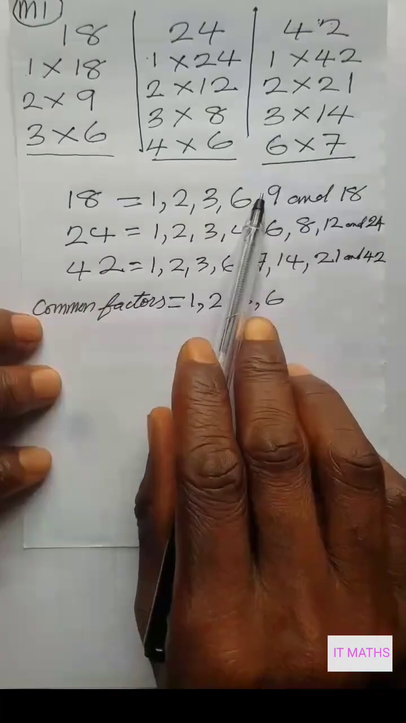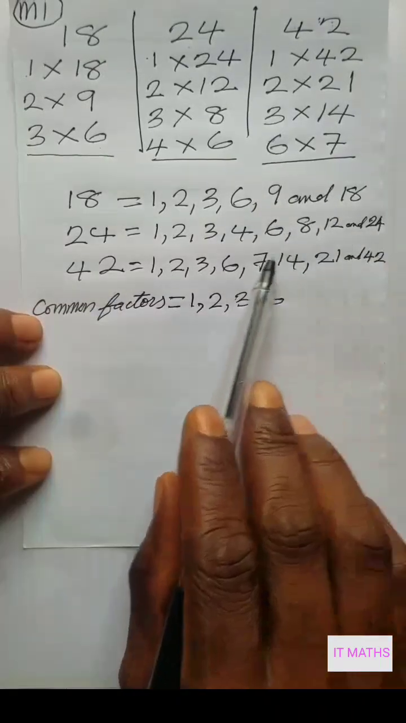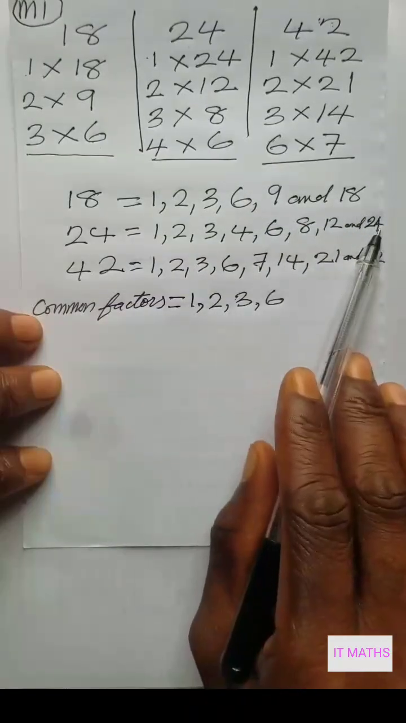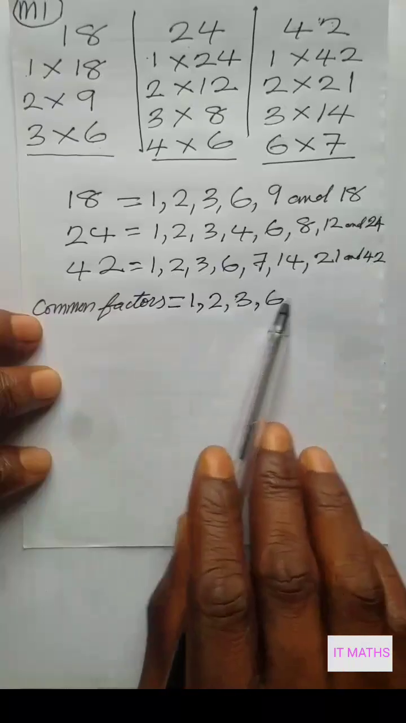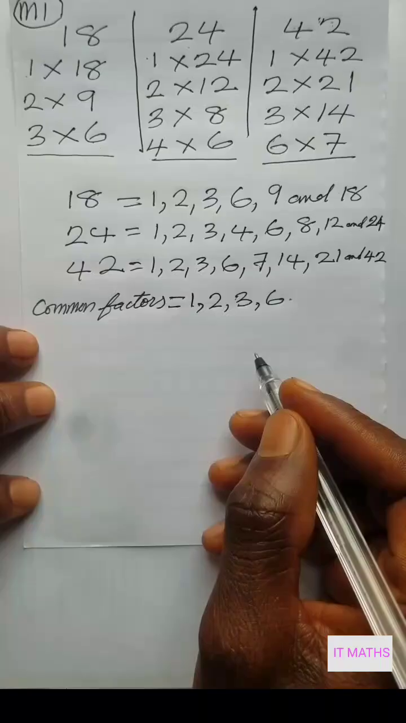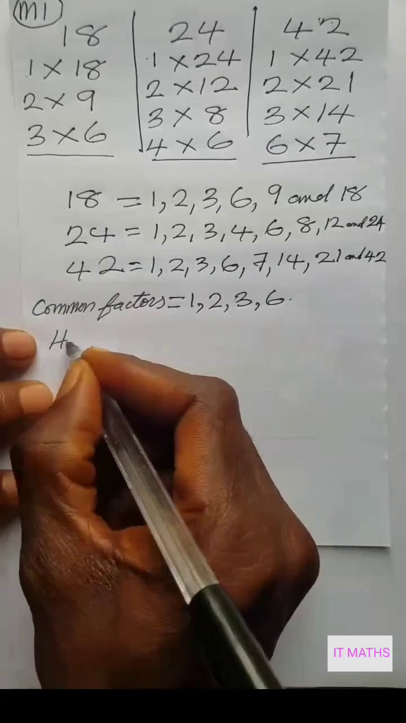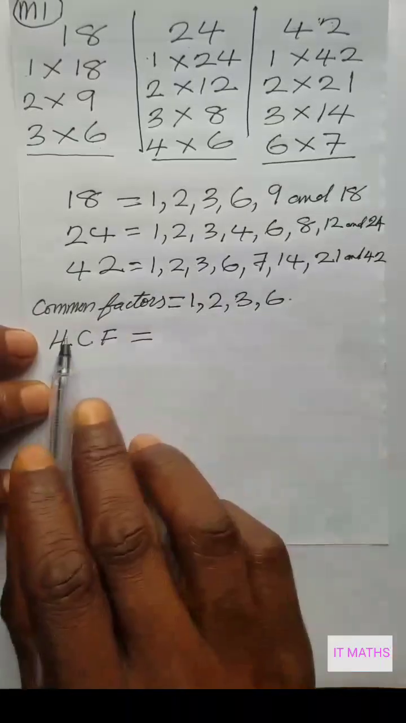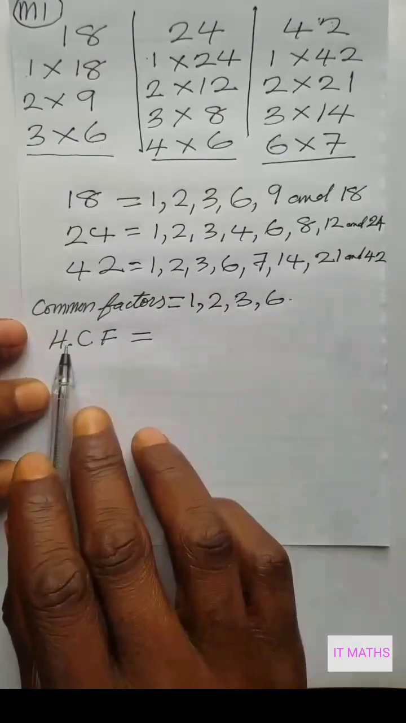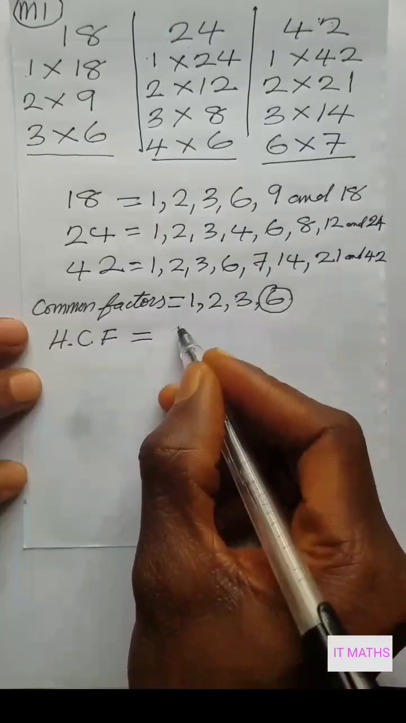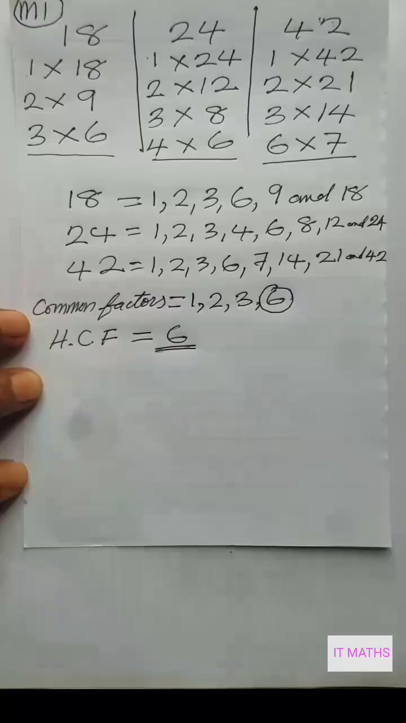6. What about 9? 9 is here. It's not here. It's not here. It's not a common factor. 18 is here. It's not here. It's not here. It's not a common factor. So that's the end of our common factors. Now, highest common factor. Out of these common factors, which of them is the highest? The highest number there is 6. So 6 is our highest common factor.